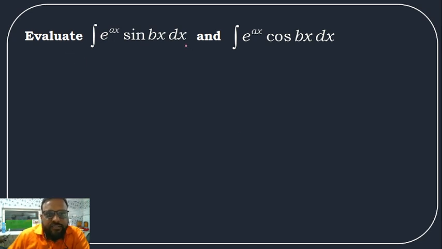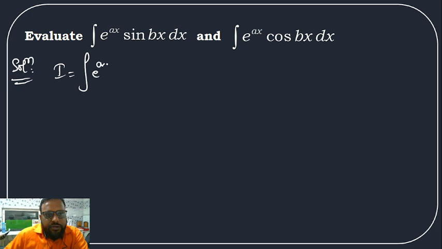We are having two questions in this. We will solve both of those. First one, evaluate integration of e to the power of ax sin bx dx, followed by the next one also. So let us solve the first one and second one both. Let us start with I equal to integration of e to the power of ax sin bx dx.